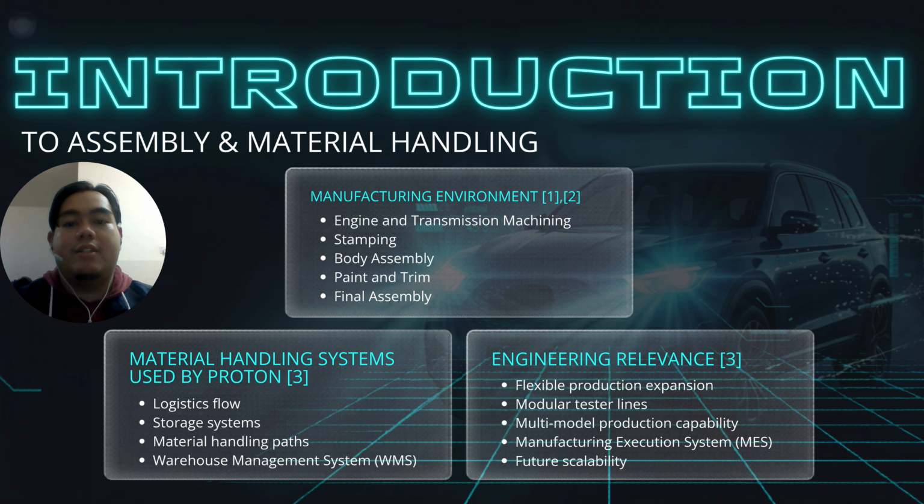Proton Tanjung Malim plant represents the physical automation environment of our case study. The facility consists of several manufacturing stages, including engine and transmission machining, stamping, body assembly, paint and trim, and lastly, final assembly. To support this operation, the plant incorporates optimized logistic flow, storage system, and material handling paths. The facility is also designed for scalable and flexible production through modular manufacturing line and digital system such as MES and WMS, making it a suitable example of a modern automotive manufacturing environment.